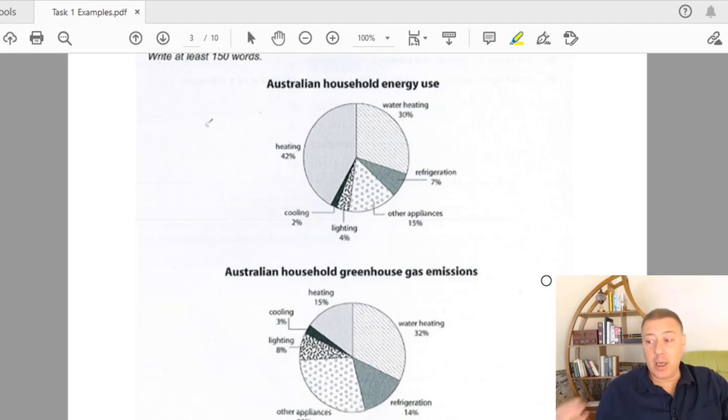Again, you could add one other small fact about the lower ones. For both household energy use and greenhouse gas emissions, cooling was responsible for the lowest number. Something like that, where you're talking about the main factors and the factors which account for the least energy use and gas emissions, add some balance and depth to your overview.